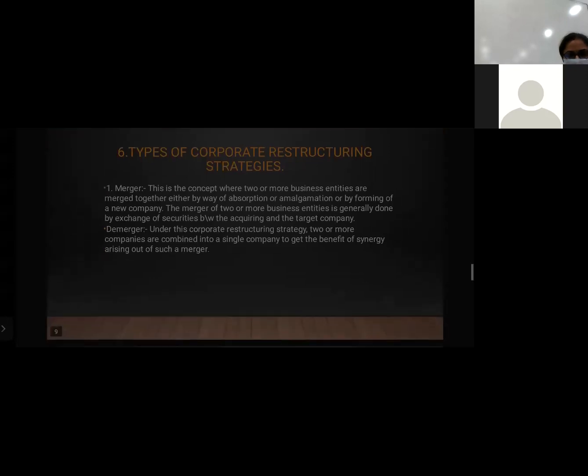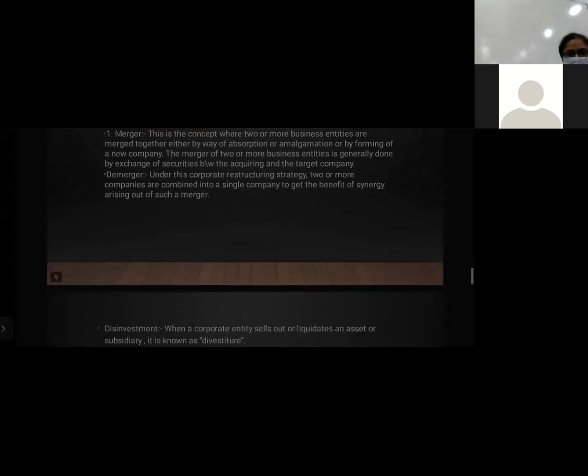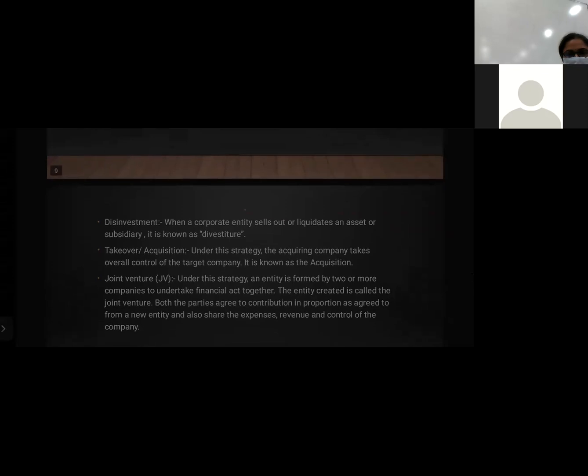And demerger. Demerger is just like the opposite of merger. Under this restructuring strategy, two or more companies are combined into a single company to get the benefit of synergy arising out of such a merger. And third part is disinvestment. When a corporate entity sells or liquidates an asset or a subsidiary, it is known as divestiture.